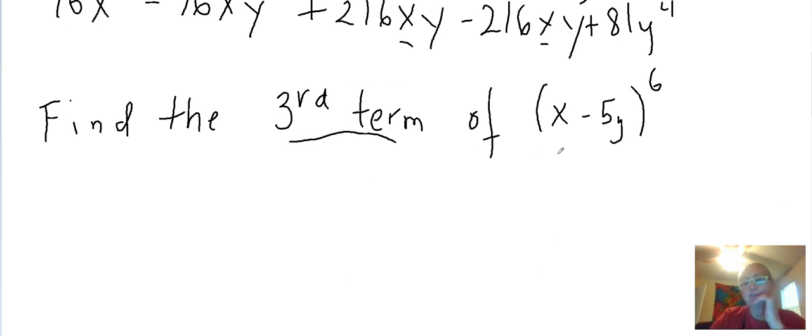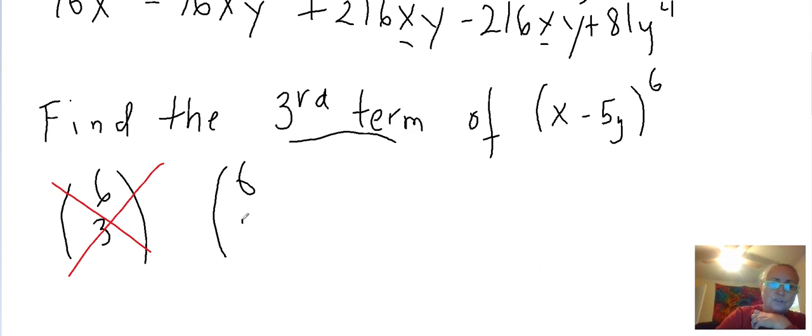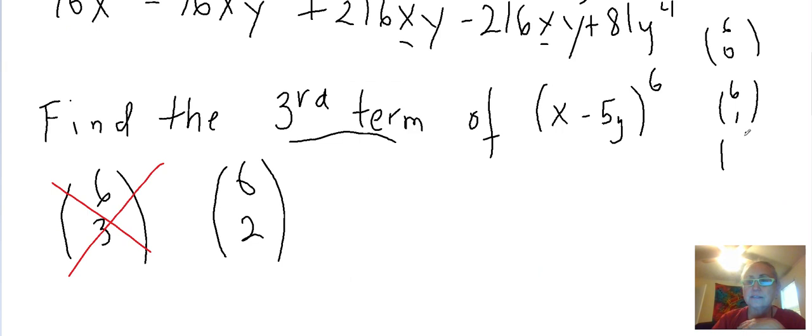So we've got to think carefully about this, because the most common mistake is to do a 6 choose 3. But that's not the answer. You've got to do 6 choose 2. And the reason you have to do a 2 is, remember, 6, 0, 6, 1, 6, 2. We start counting with a 0 here, which means 1, 2, third term is going to be 6 choose 2. So don't let that catch you, okay? You always go down by 1 for your bottom number.